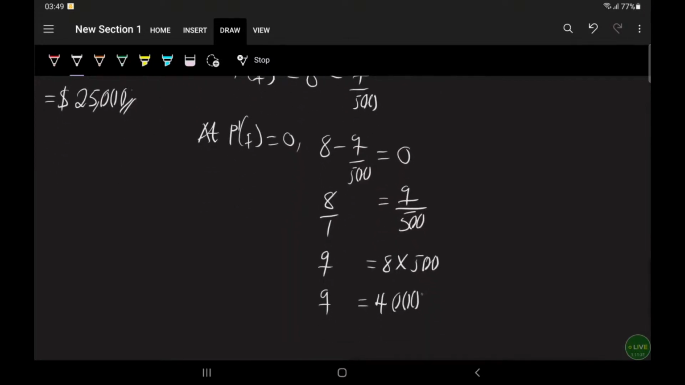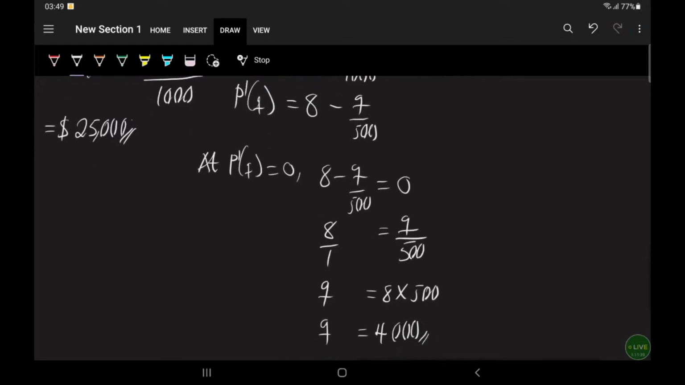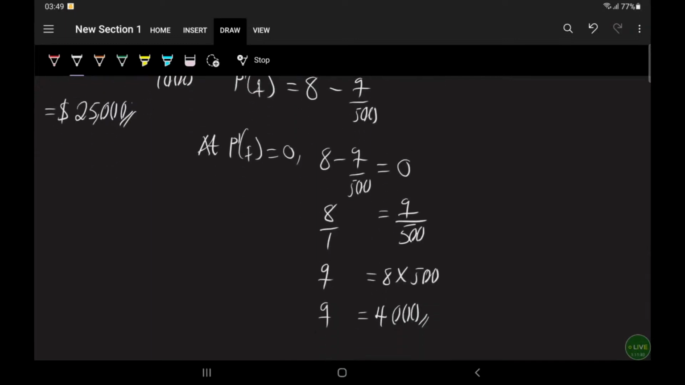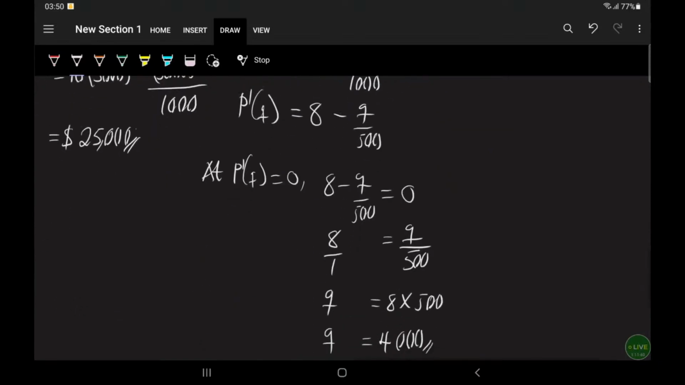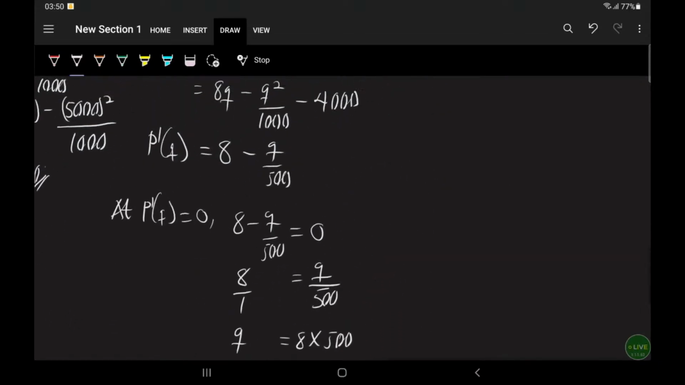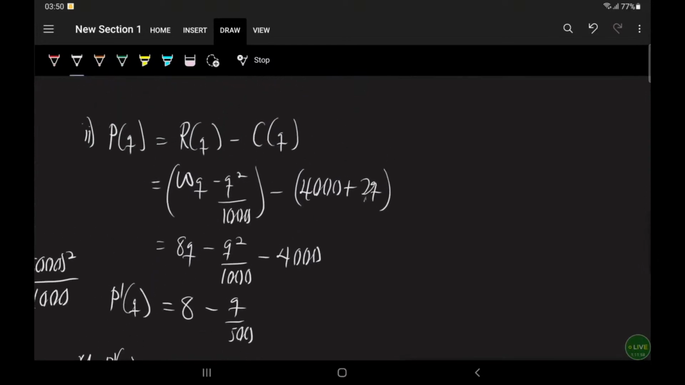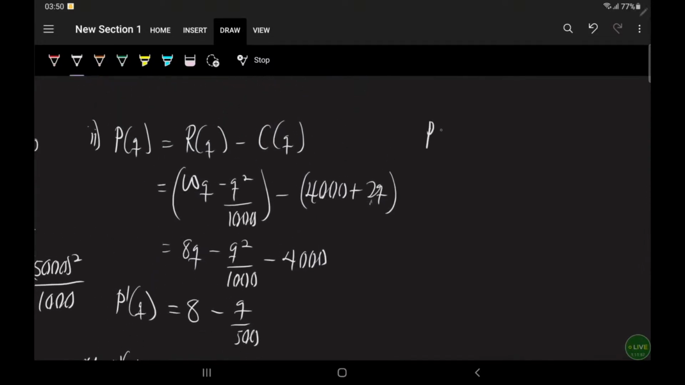So at this point, we can say that the production level that will help us to maximize our profit is 4,000. So what I need to do is substitute the 4,000 that you have derived here back into the profit function, which is 8Q minus Q squared over 1,000 minus 4,000, and then you are good to go. So therefore we can say that our profit function is going to be, we know that Q is 4,000, right? So just substitute 4,000 straight away.